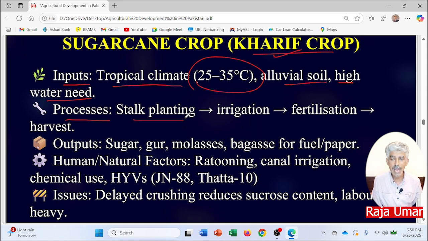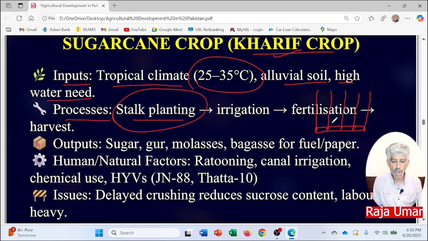The process is stalk planting. You know that the seed of sugarcane is sugarcane itself. Smaller pieces of sugarcane are buried horizontally in the soil to get one sugarcane stalk out of each node of each piece. If I draw, if one piece of sugarcane is buried down over here, from each node, one taller sugarcane plant will grow like this. So there is no particular seed of sugarcane, but sugarcane's seed is sugarcane itself, and this is what we call stalk planting. You bury these stalks underneath, and from each node one sugarcane plant grows.